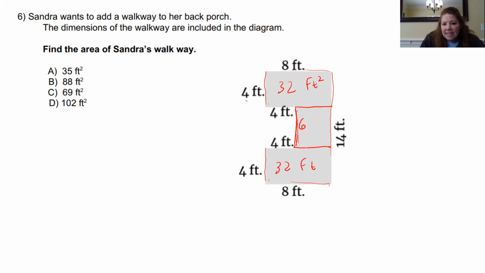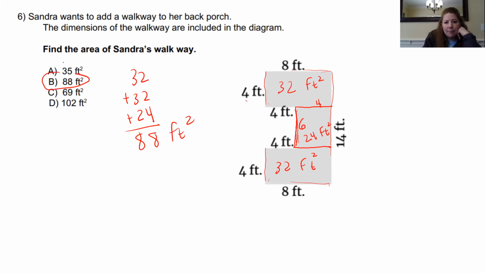8 feet times 4 feet is 32 feet squared. And then what is this one right here? Well, if this is 4 and this is 8, this has to be 4. So this rectangle is a 6 by 4. That would be 24 feet squared. So we have 32 plus 32 plus 24, which is 88 feet squared when we add them all up. All right, I hope you guys got that.